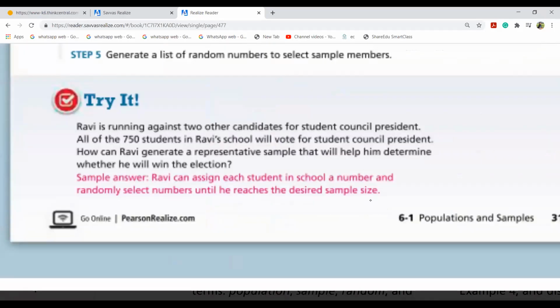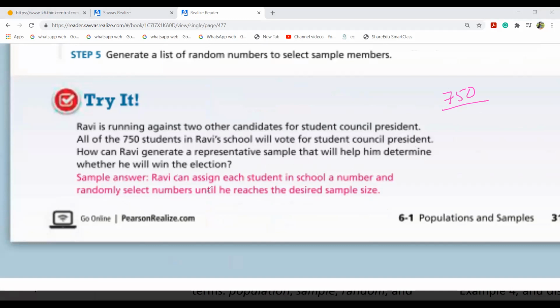Ravi is running against two other candidates for student council president. He needs votes from more students, and there are 750 students. How can Ravi generate a representative sample that will help him determine whether he will win the election or not? Ravi can assign each student in school a number and randomly select.